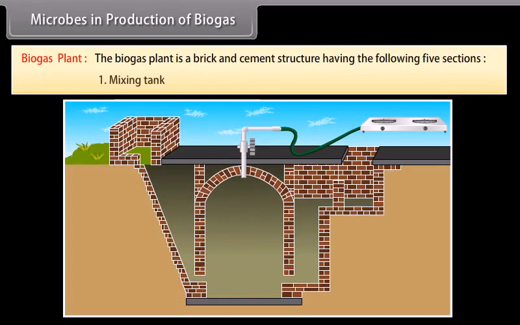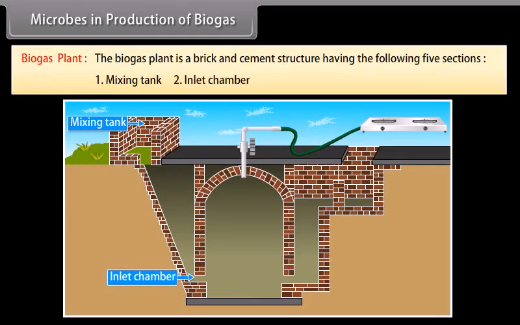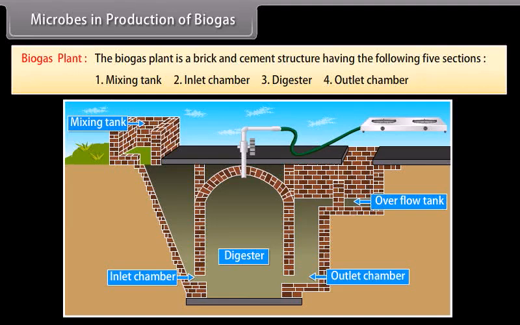Number 1. Mixing tank. Number 2. Inlet chamber. Number 3. Digester. Number 4. Outlet chamber. Number 5. Overflow tank.